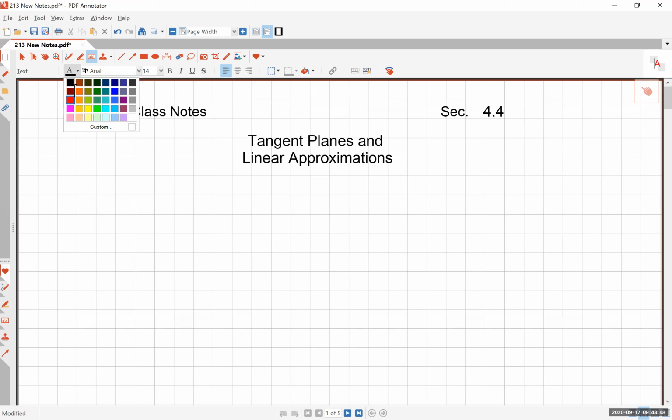Section 4.4, linear approximations and tangent planes. So just want to say once more, these two concepts are the same thing. Right? So what do I mean by this? Let's start remembering what you learned about linear approximations. Calculus 1 is always a good starting point for a new lesson in calculus.